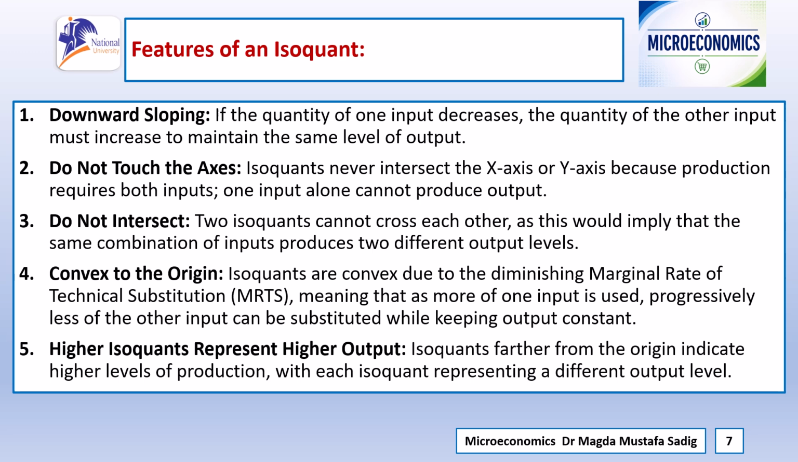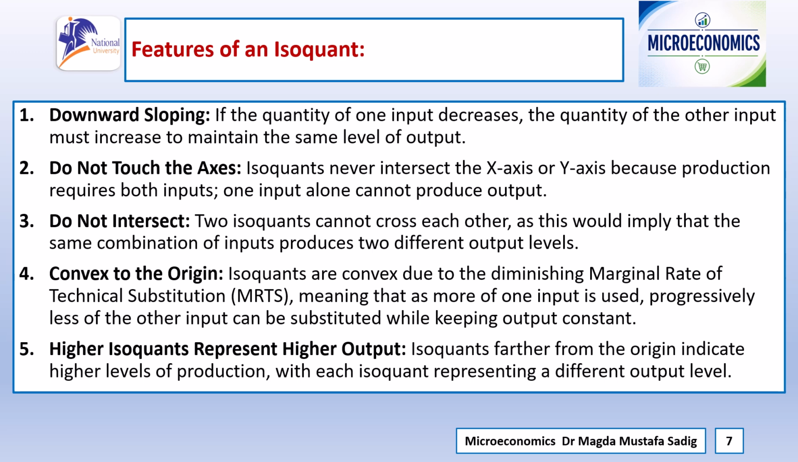Consider a textile factory. Initially, the factory uses many workers and only a few machines. After purchasing additional sewing machines, the factory requires fewer workers. Output remains the same. However, after installing many machines, adding one extra machine contributes very little. At this stage, reducing more workers becomes difficult. This illustrates the diminishing marginal rate of technical substitution.